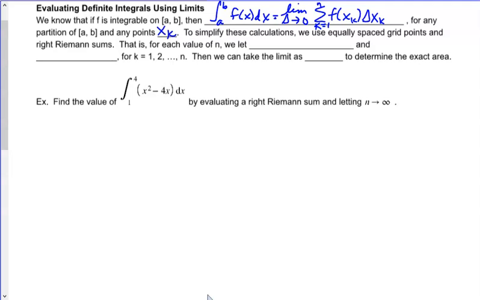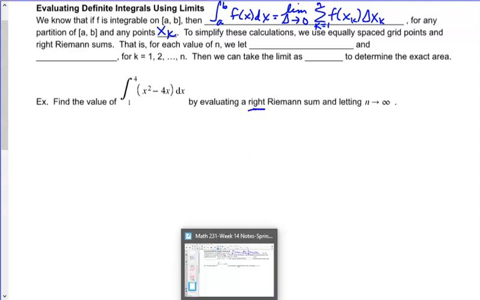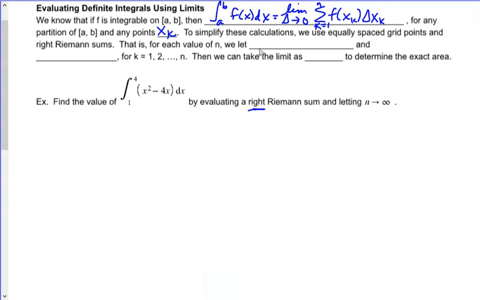All right, to simplify these calculations, we use equally spaced grid points and right Riemann sums, or left Riemann sums, or midpoints. We're going to defer to the right Riemann sum here for each value of n. And so we let, remember, delta x sub k, which is the same as delta x, be b minus a over n. That's going to be important.